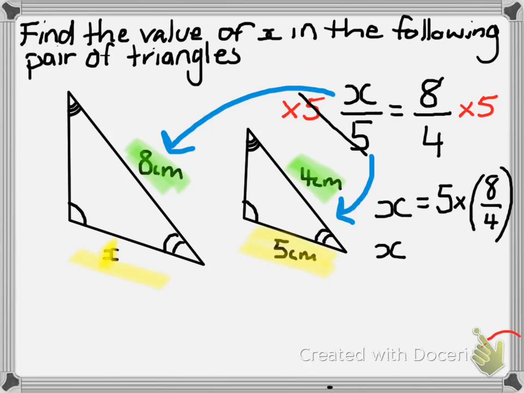Now, this is something that we put into our calculator. So we know that 8 divided by 4 is 2. So 5 times 2 is 10. So we've worked out that x in the big triangle is equal to 10 centimeters. I hope this video has helped you, and stay tuned for more videos.